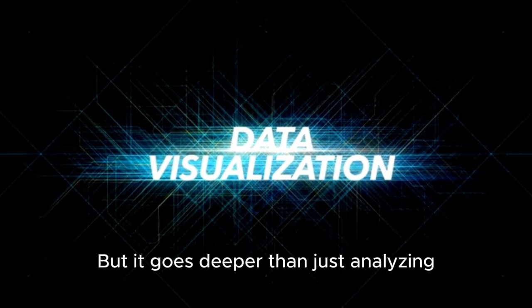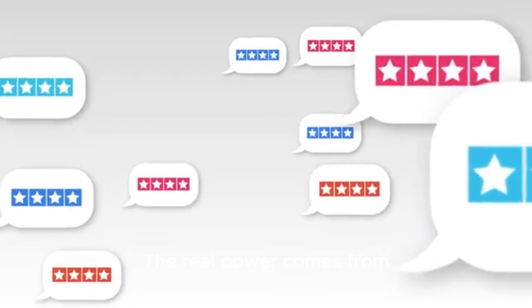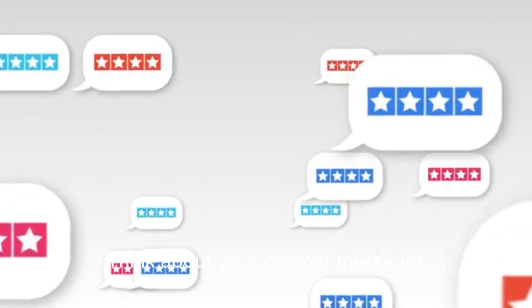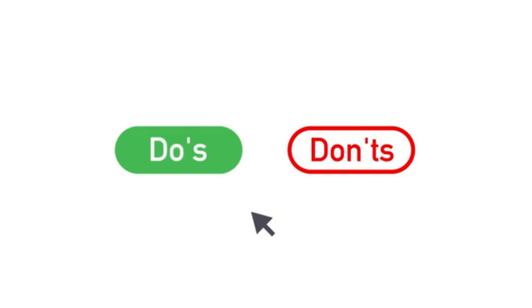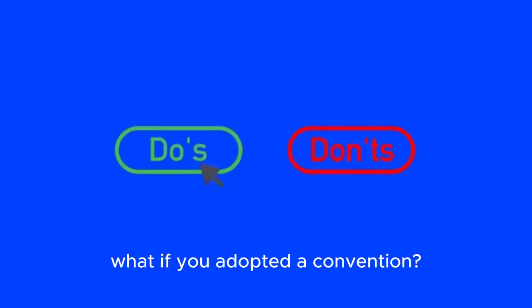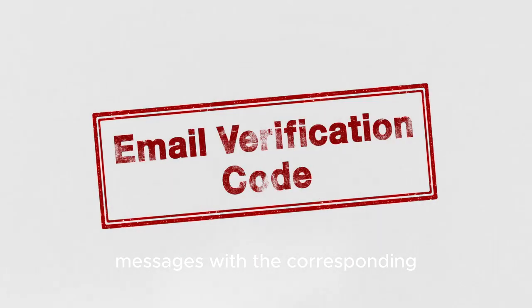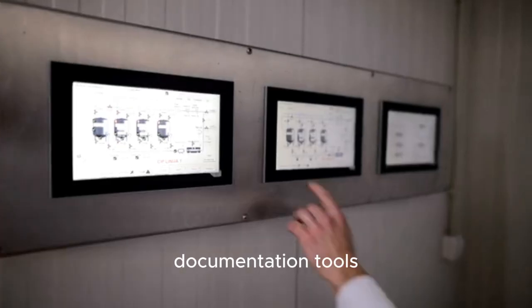But it goes deeper than just analyzing the code itself. The real power comes from connecting code to context. Think about your commit messages. Instead of writing "fixed bug" or "updated stuff," what if you adopted a convention? A simple practice like prefixing your commit messages with the corresponding Jira ticket number, like PROJ-123, fixed user login authentication flow, creates a powerful link.